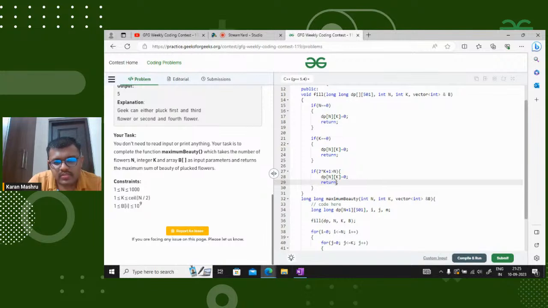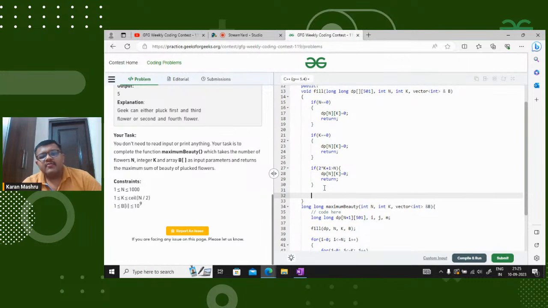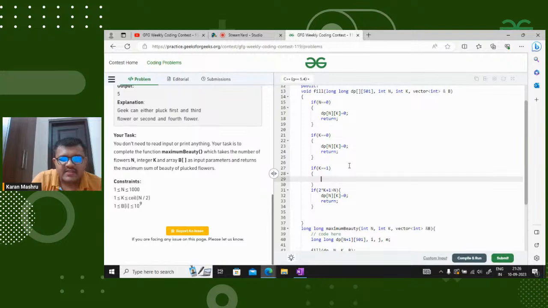Now we could have put all of them in one if case only, but that's okay, right? What can be the other things? If the number of flowers to be plucked is one, so we will put this condition after the earlier conditions. If k is equal to 1, if we have only one flower to be plucked, then that condition would be filled first, because if n is equal to 1 and k is equal to 1, still that is a valid choice, because we can pluck one flower, right?